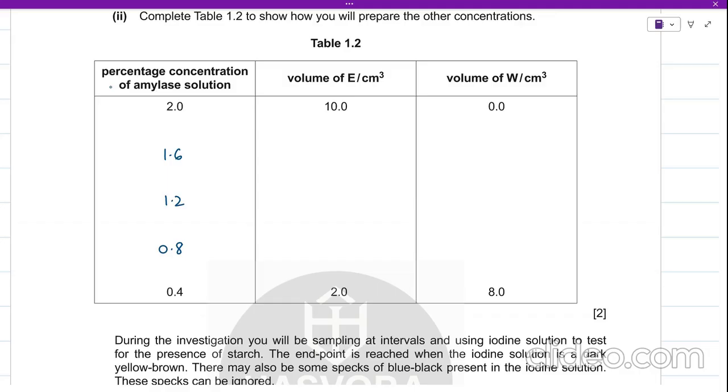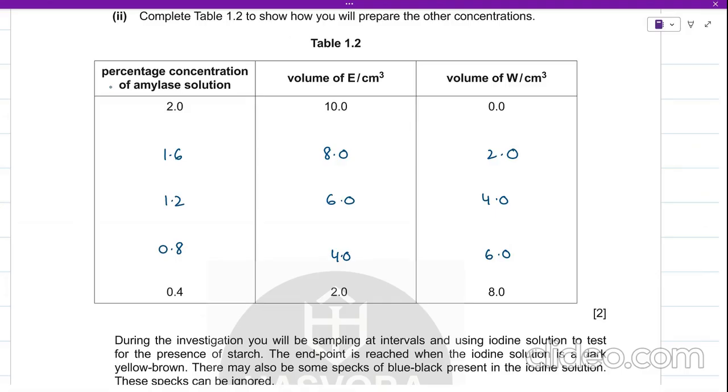Now they have provided us with the volume of E, that is 10 cm³ in the start, and none of the volume of water has been added. While in the end, at 0.4%, they have added 2 cm³ of the original stock solution, and the volume of W is 8. So we can work it out like this: the 0.8 will be 4.0, and this will be 6.0. The water will increase as we move upwards. So this will become 4.0, this will become 6.0, this will become 8.0, and this will become 2.0.